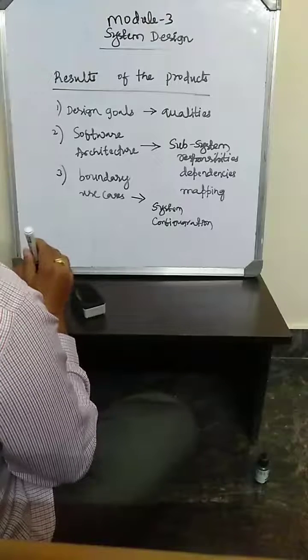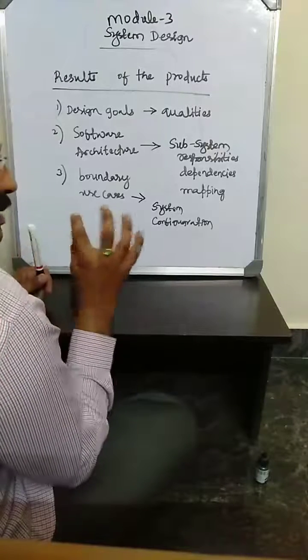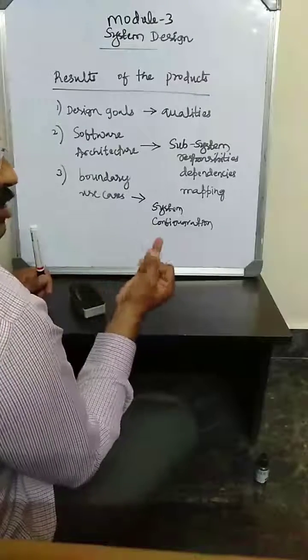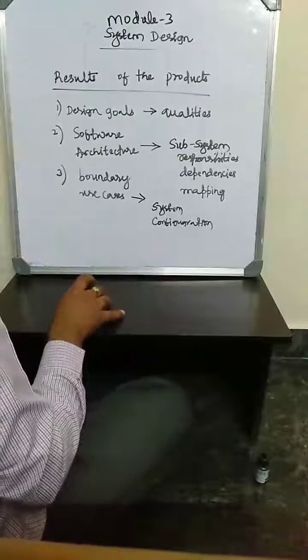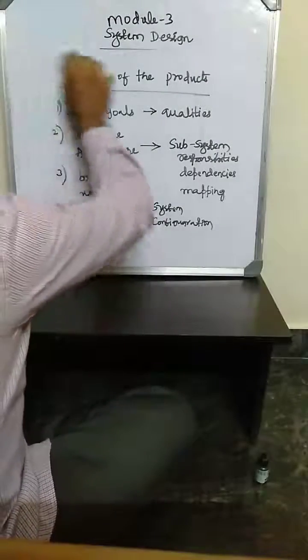Third is the boundary use cases. Boundary use cases describe the system configuration. It may be a startup, a shutdown, or any exception handling issues. Okay. So this is about results of the products.